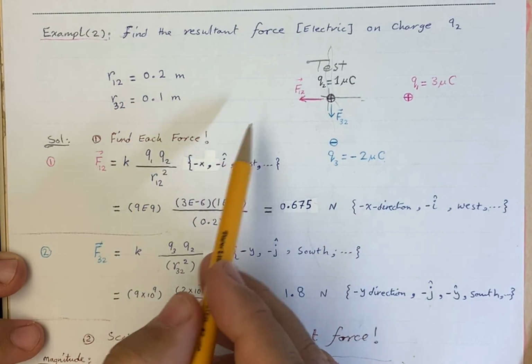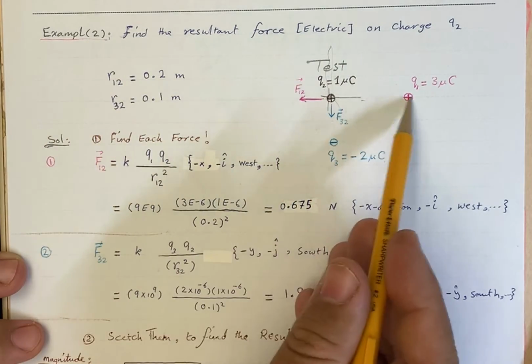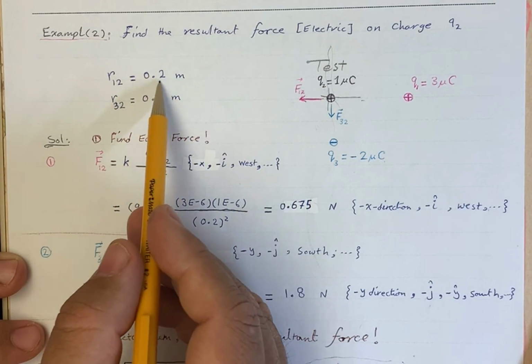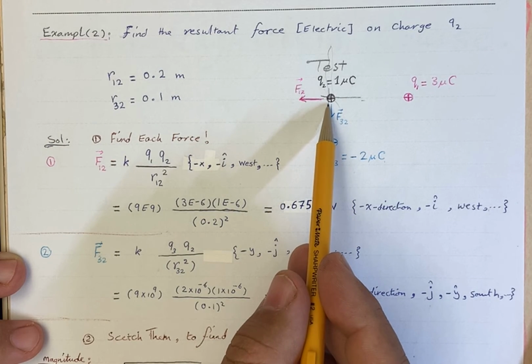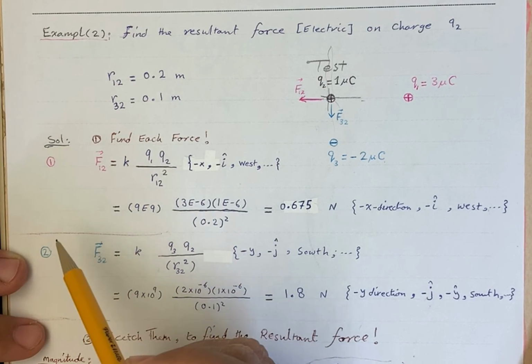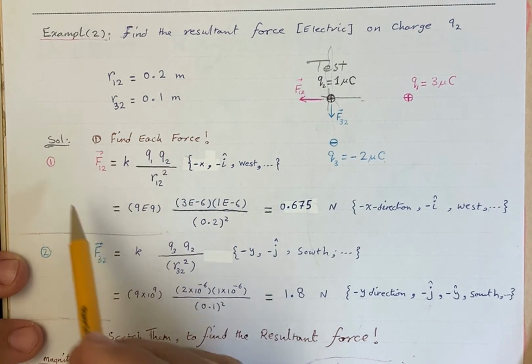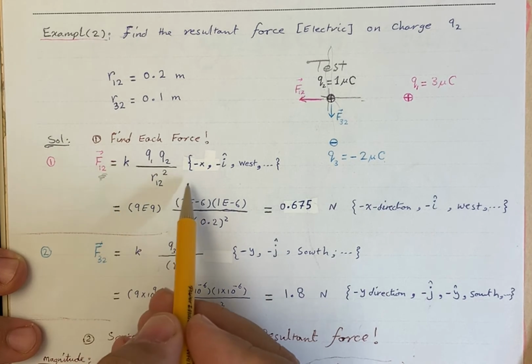The distance between the charges, R12 between 1 and 2, is 0.2 meters. The distance between Q3 and Q2 is 10 centimeters, which is 0.1 meter. Now we need to find each force. Let us find the first force, F12, using Coulomb's law.